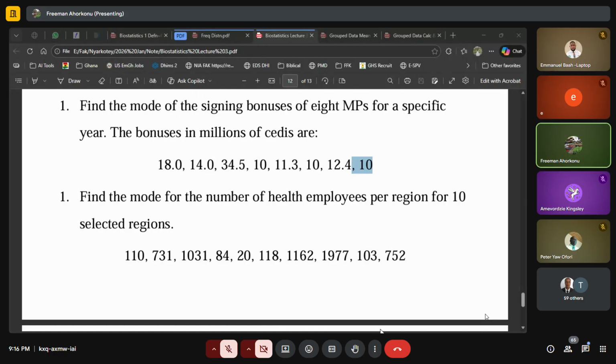Okay. So we go, we have another one. Find the mode for the number of health employees per region for 10 selected regions.